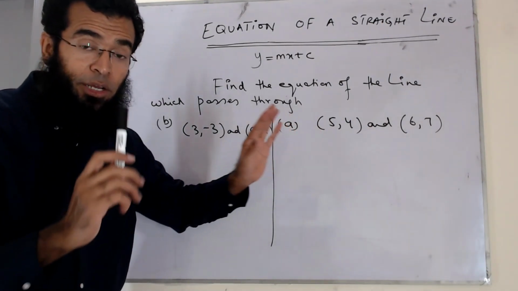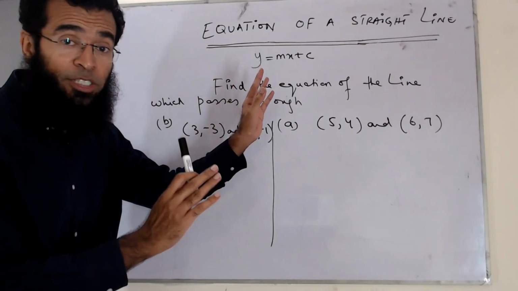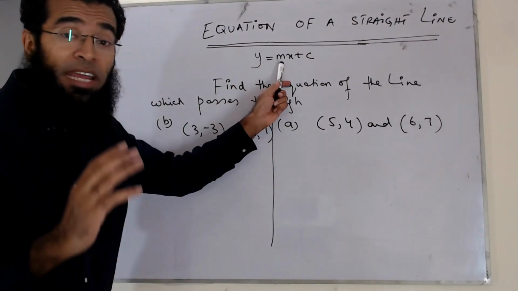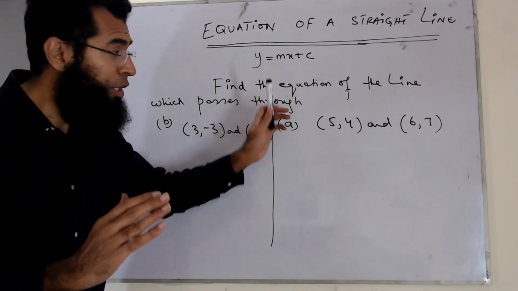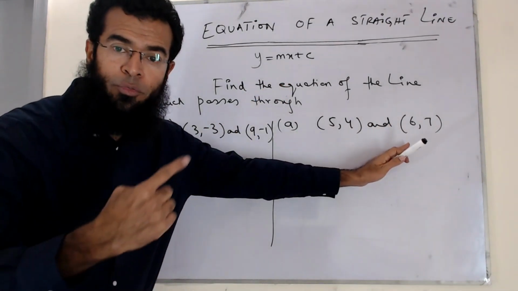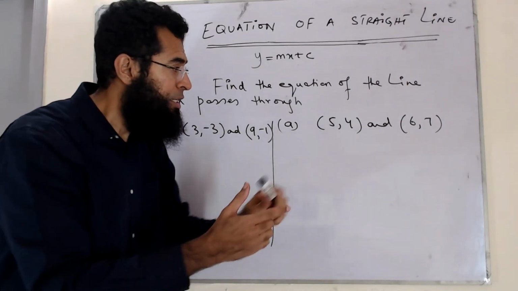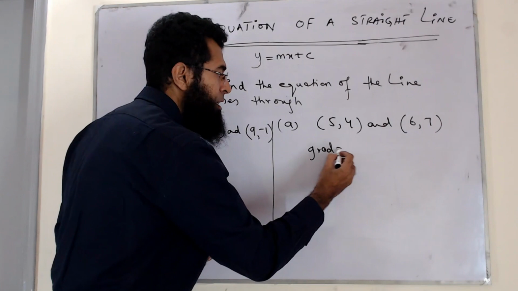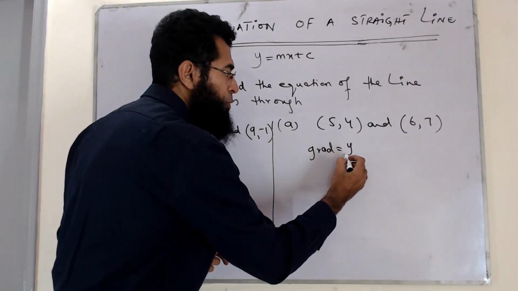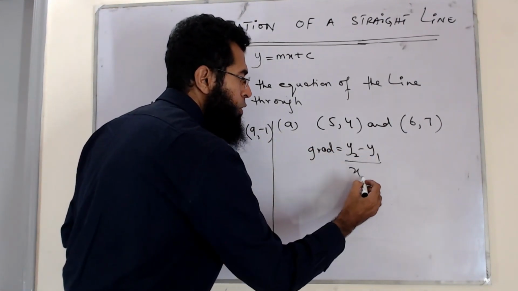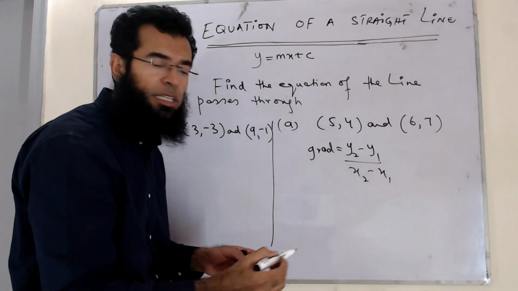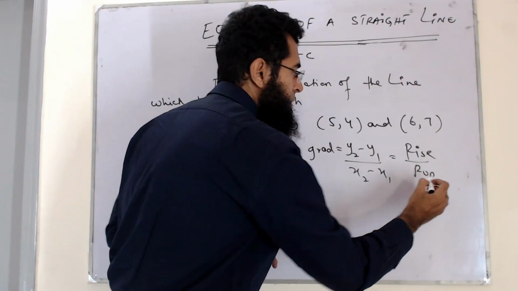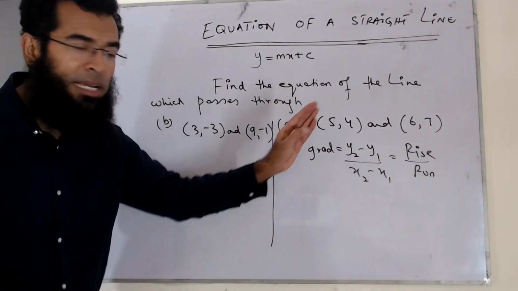So once again, for the equation of a straight line, the first thing is we need to find the gradient, the slope of the line. We are given the coordinates of 2 points on the line, so we can easily calculate the gradient. What was the formula for the gradient? If you remember, that was y2 minus y1 over x2 minus x1. That was rise over run, right? So just plug in the values.